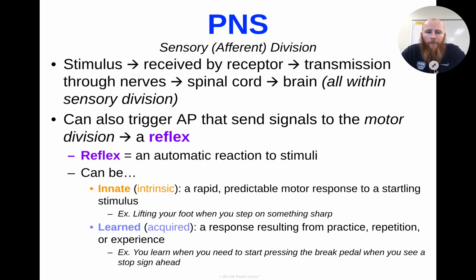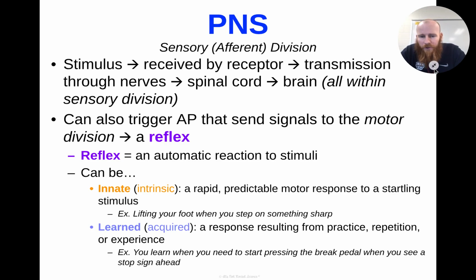Okay, so for example, if I were to step on a sharp object, an intrinsic reflex would be that I'm going to lift my foot away from that really, really quickly because I'll recognize that it's painful. So that's something that's intrinsic. I don't have to really learn that, right? That's just something I'm going to do. It's an innate mechanism in my body.